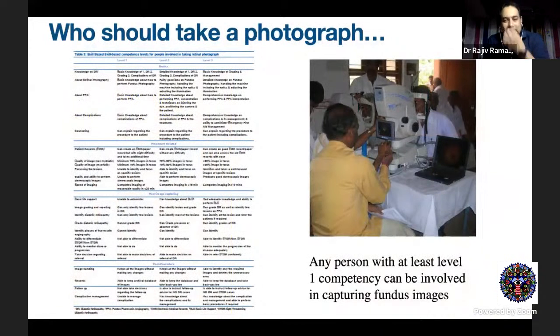Who should take a photograph? This is an article in the Indian Journal of Ophthalmology, where we had published the AIOS and VRSI guidelines for diabetic retinopathy screening. And it gives the various competence levels, and anybody who has at least level 1 of competency can be involved in capturing retinal images.